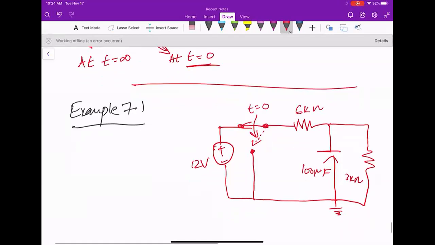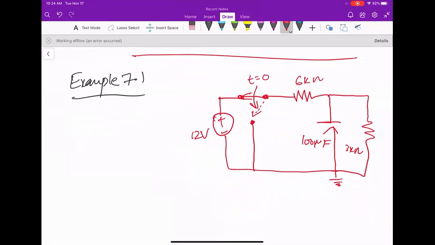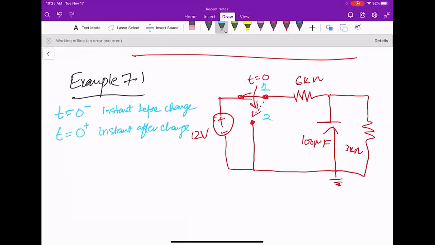Now one thing I want to define, which we normally define as t is equals to 0 minus and t is equals to 0 plus. 0 minus means instant before change, and t is equals to 0 plus means instant after change, right? So it means just before the switch was moving from position 1 to position 2, what was happening, okay? So that's what we call it.